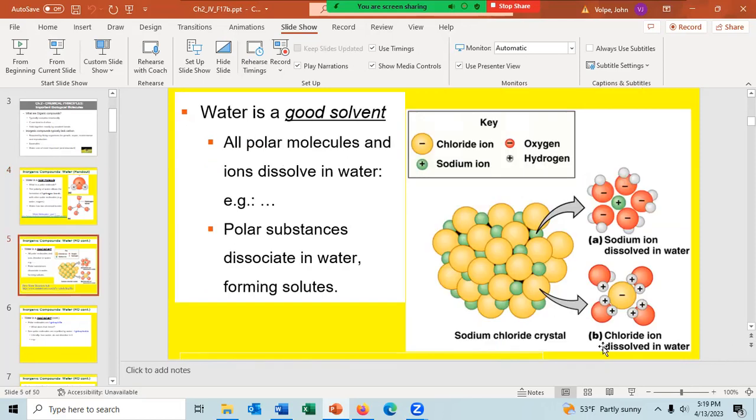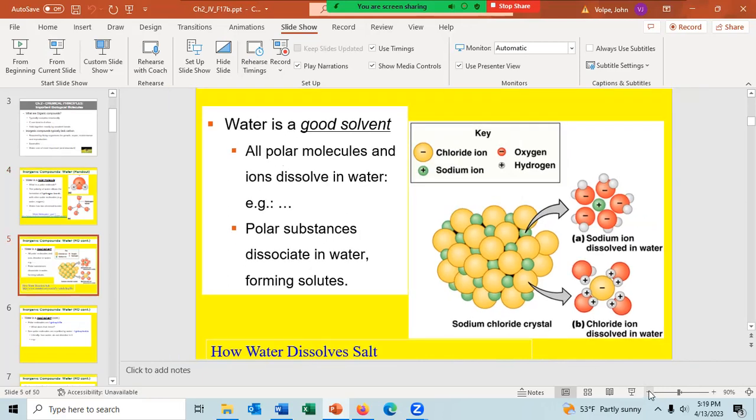So like I said, water is a good solvent because many molecules can dissolve in it. And all polar substances, meaning things that are either polar or ionic, can dissolve in water. Only nonpolar substances cannot dissolve in water. And an example of a nonpolar substance would be oil or butter.